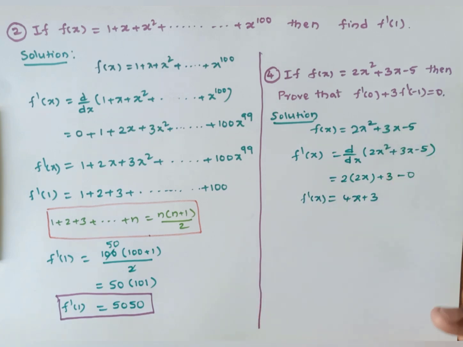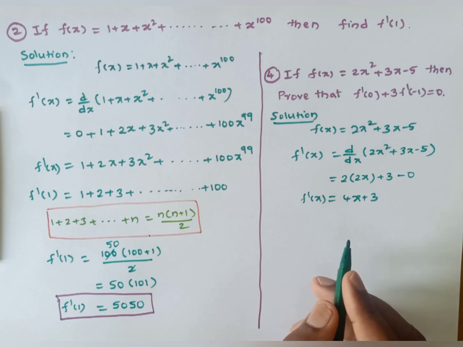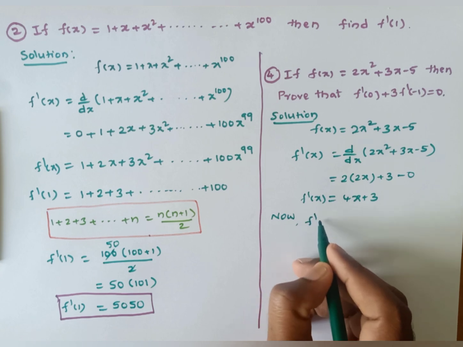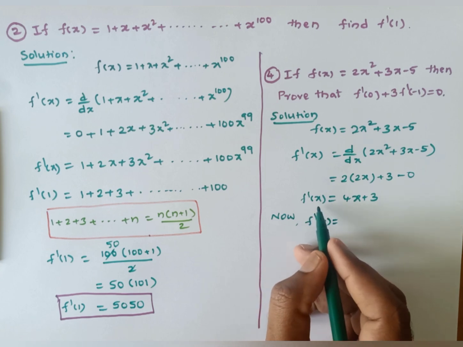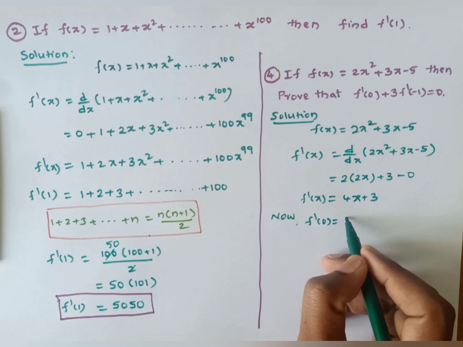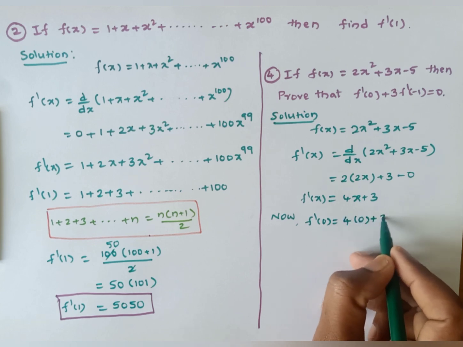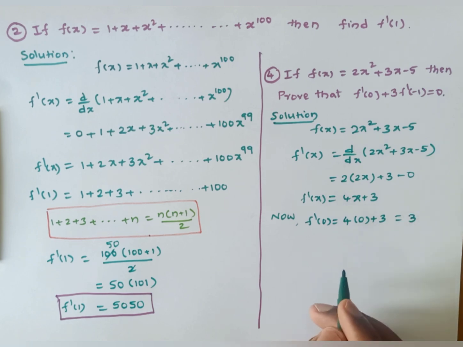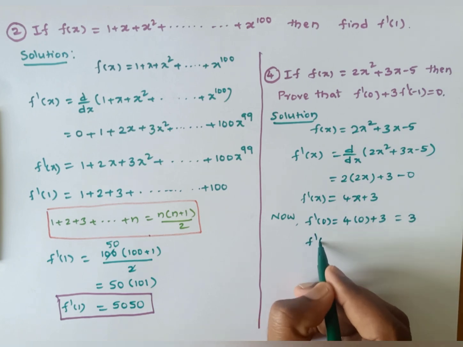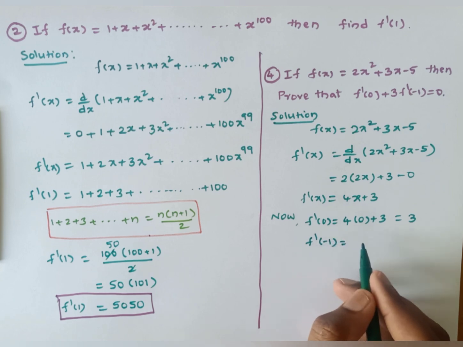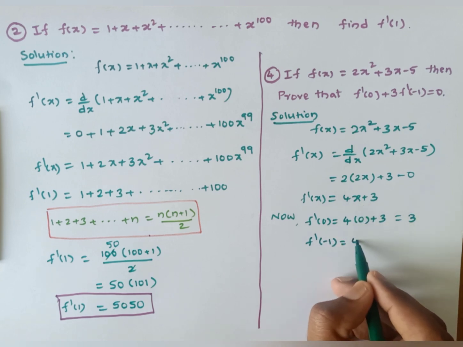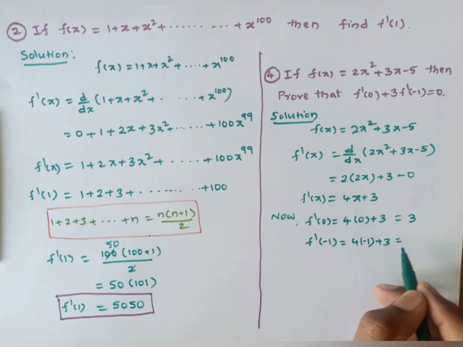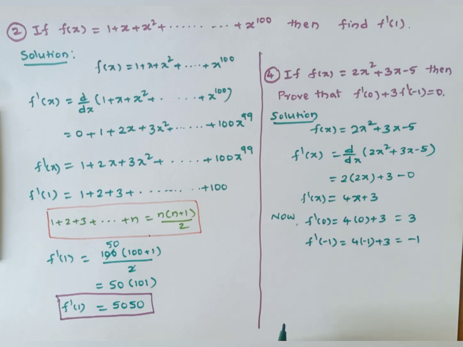Now we need f prime of 0 and f prime of minus 1. First, f prime of 0: replacing x with 0, we get 4 into 0 plus 3, which is 0 plus 3, so 3. Next, f prime of minus 1: replacing x with minus 1, it is 4 times minus 1 plus 3, that is minus 4 plus 3, which is minus 1.